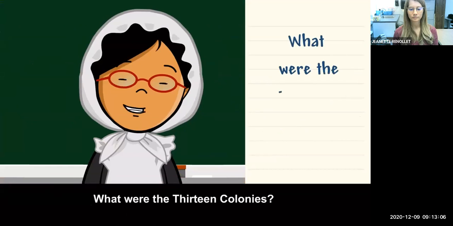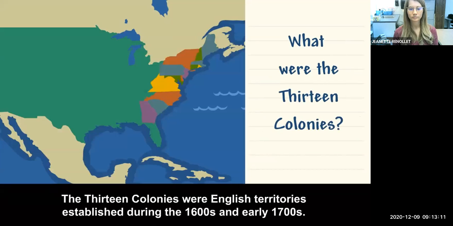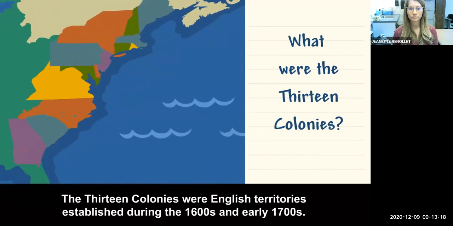What were the 13 colonies? The 13 colonies were English territories established during the 1600s and early 1700s.